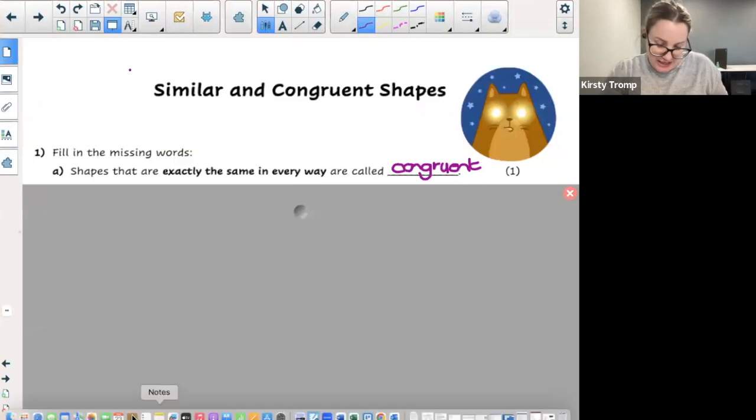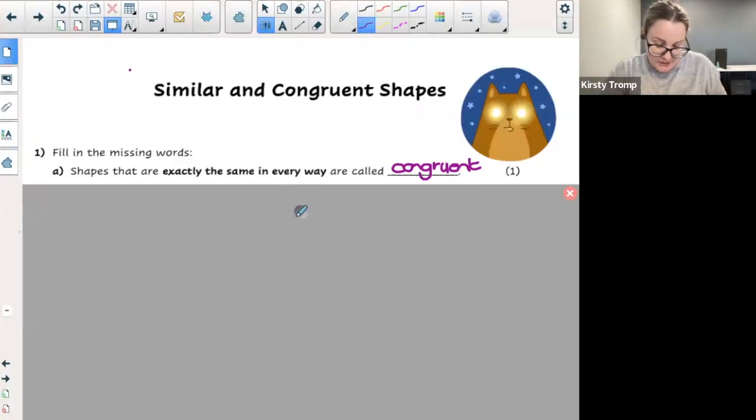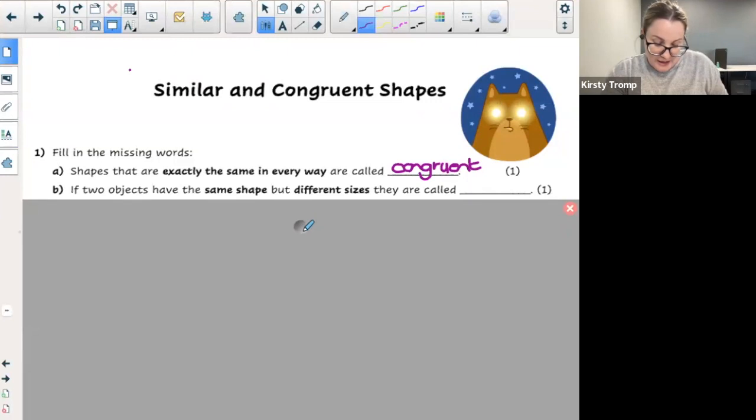Okay, let's have a look at our next one. It says, if two objects have the same shape but they are different sizes, in other words, the lengths of the shape are bigger or smaller, but they are in proportion. Now I know that I have a whole lot of hands up here. A reminder that if you want to answer a question, you need to lift your hand up for me so I can see it on my screen.